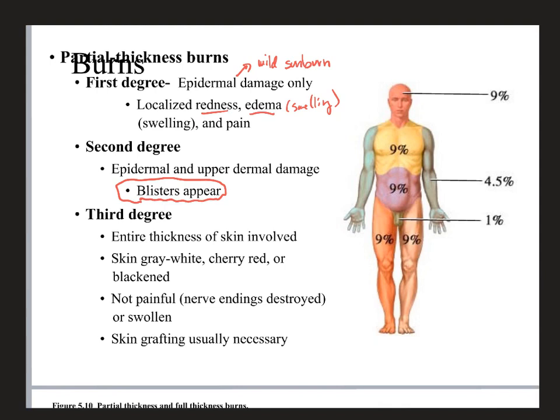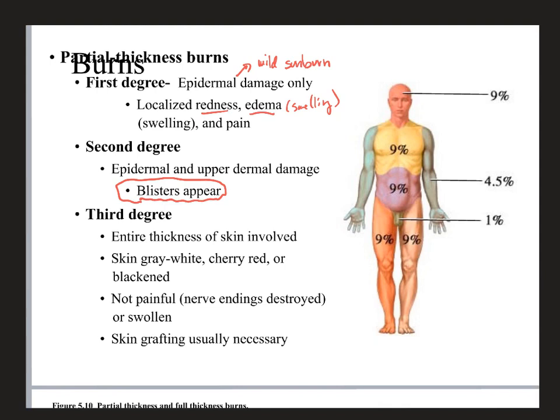All right, and the major complication is that you've damaged the skin so much in a third degree burn that the barrier that keeps water in is gone. So you end up losing water to the environment, and a major aspect is dehydration. Usually, skin grafting is necessary.